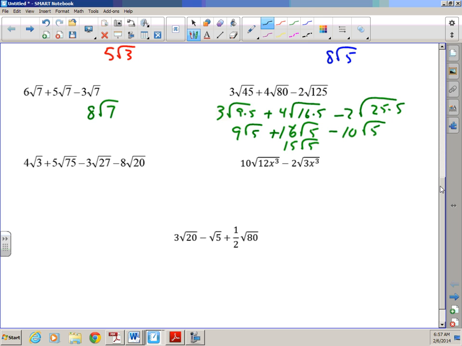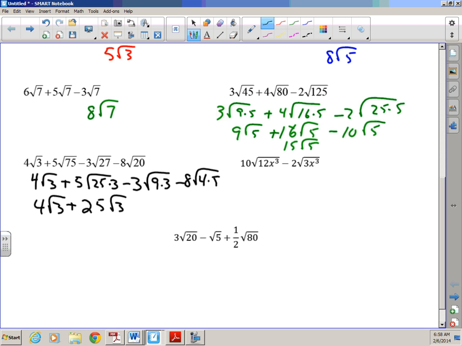Okay. Last couple. 4 radical 3 cannot be simplified. So I got 4 radical 3 plus 25 radical 3 minus 9 radical 3 minus 16 radical 5. And I get 20 radical 3 minus 16 radical 5. I can't simplify any further, can't combine.